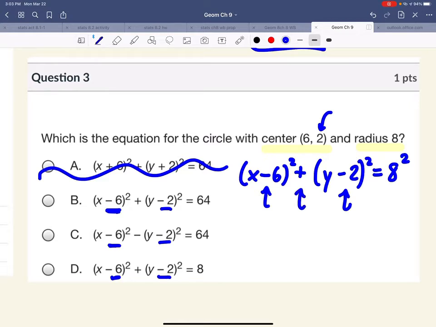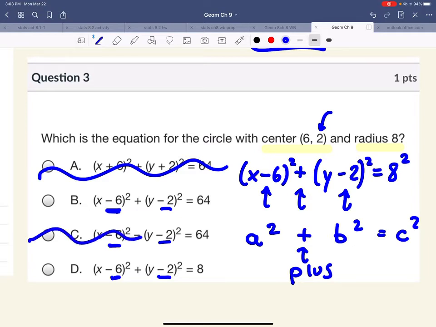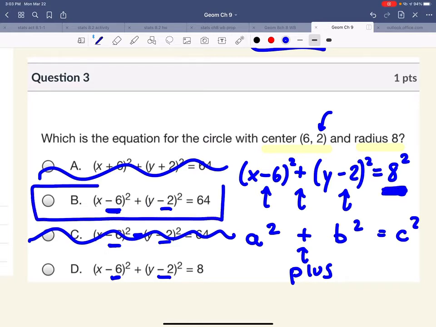Now notice the general form is a squared plus b squared is c squared. So this is a plus sign in between here. We don't like this one because it has this negative sign there. And we need 8 squared. So we're going to pick B because 8 squared is 64.